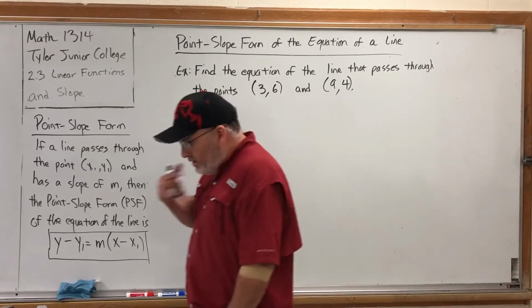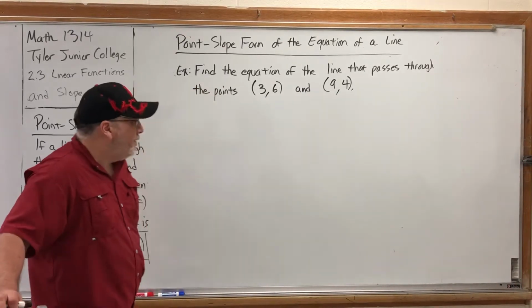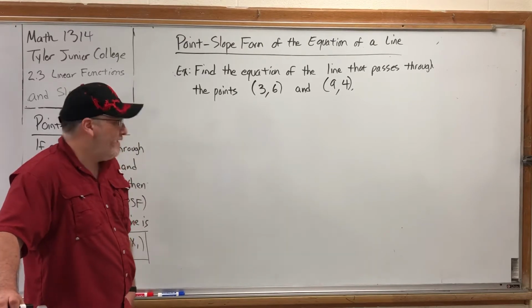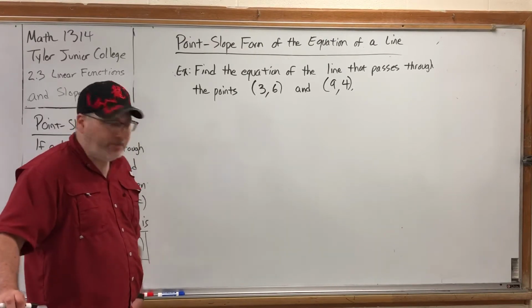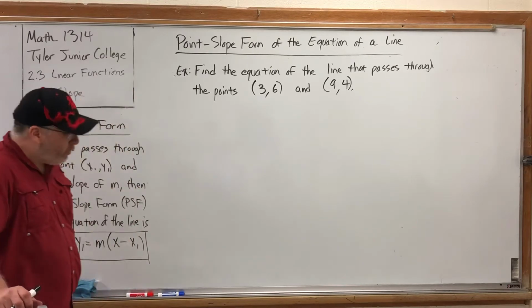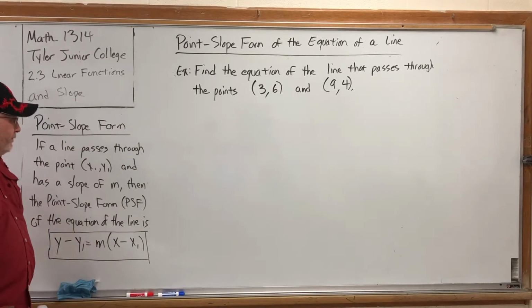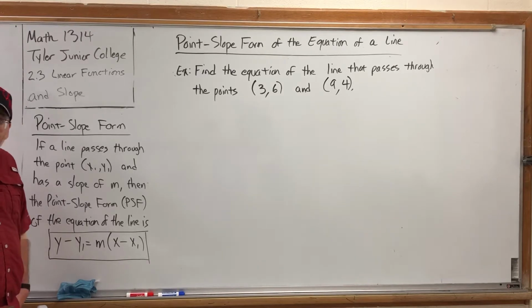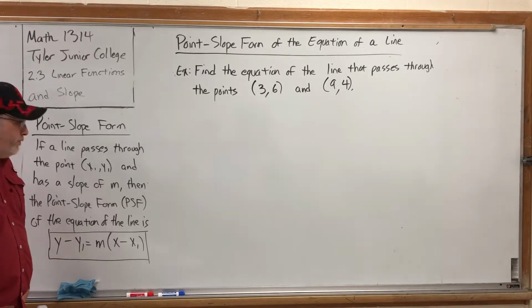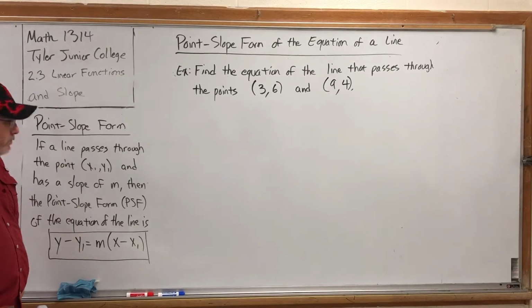Now, we could sketch a picture of this, but we don't need to. It wouldn't be that hard. Plot the points and connect them. Well, what problem do we have if we're going to use point-slope form? Think of point-slope form as a recipe with 2 ingredients, a point and a slope. Do we have a point? Yeah, we have 2 of them. But do we have a slope? We do not. So we can't use point-slope form until we get a slope.